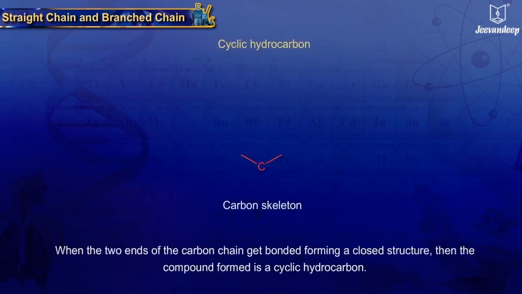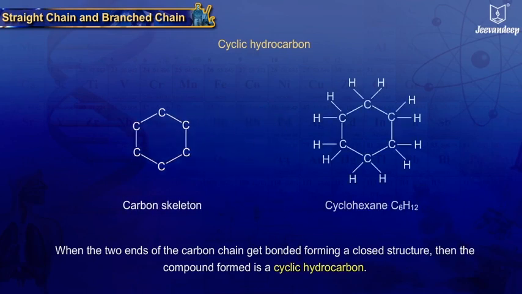When the two ends of the carbon chain get bonded, forming a closed structure, then the compound formed is a cyclic hydrocarbon. For example, cyclohexane, C6H12, is a cyclic hydrocarbon.